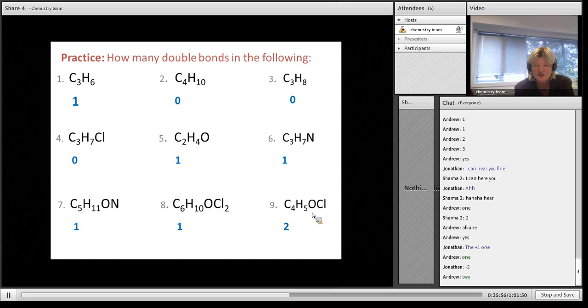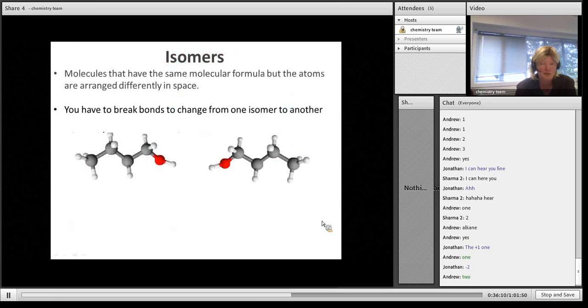So this could be, for example, an acyl chloride that accounts for 1 double bond, as well as an alkene in here. So we're going to be looking at that now with isomers, where you get given a formula and you've got to try and work out what structures you can draw from it. So, revision from last year. Isomers are molecules that have the same molecular formula. That's really important, but the atoms are just arranged differently in space.